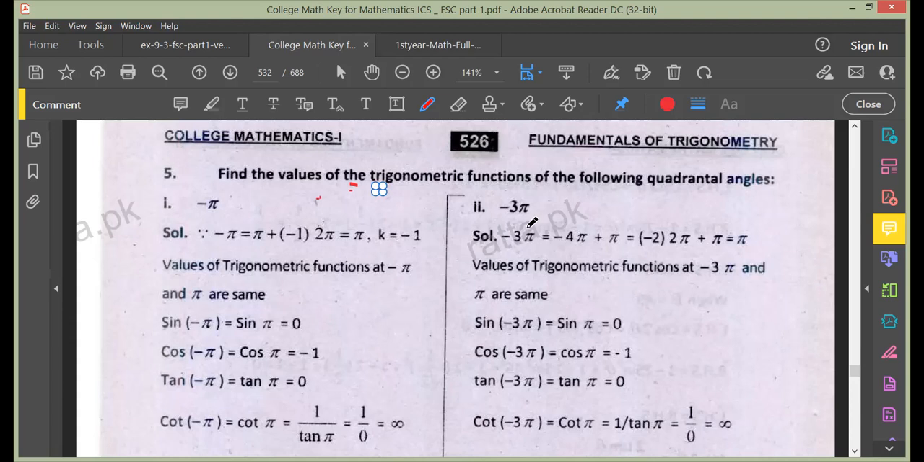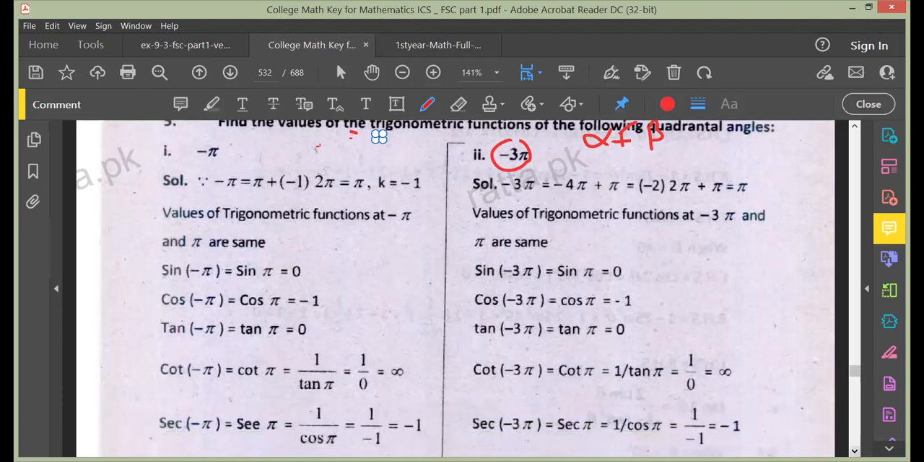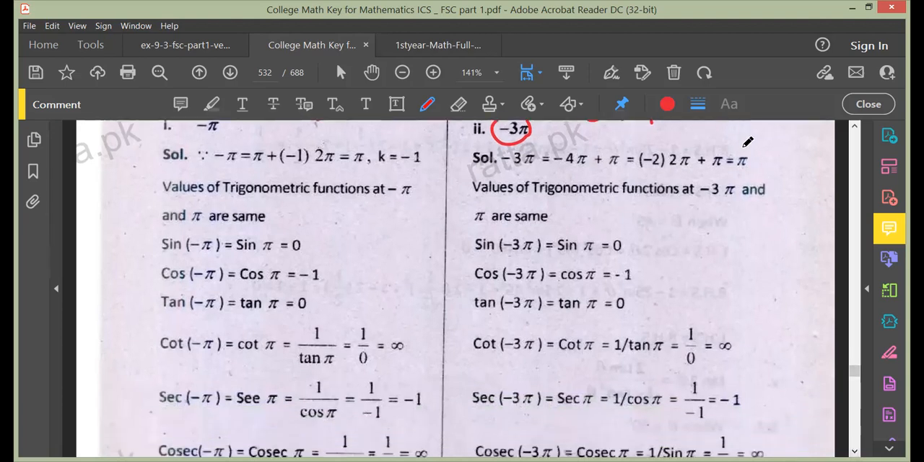This is a simple question. If it is written as minus 3π, we have to write it in the form of alpha plus beta. The second angle will be a plus angle. So how can you write it as minus 3π? We will write it as minus 4π plus π. So this will be minus 2 × 2π plus π, which is simply equal to π. So after putting the value, we can simply find the answers of sin π, cos π, tan π, cosec π, and sec π, all of the values.